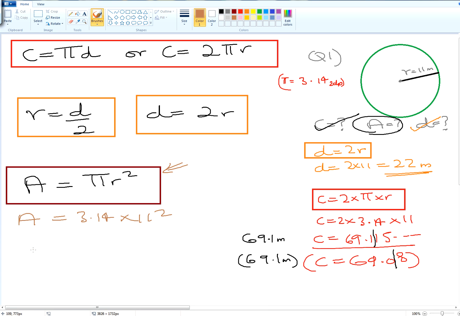Okay, you get that? 379.94. That's the rough answer for the area. So if you look over here, for each question we started with the formula. 379.94 is the area. Now we're going to round that to 1 decimal place. So we look at this number, decide it is less than 5, so you leave it alone.